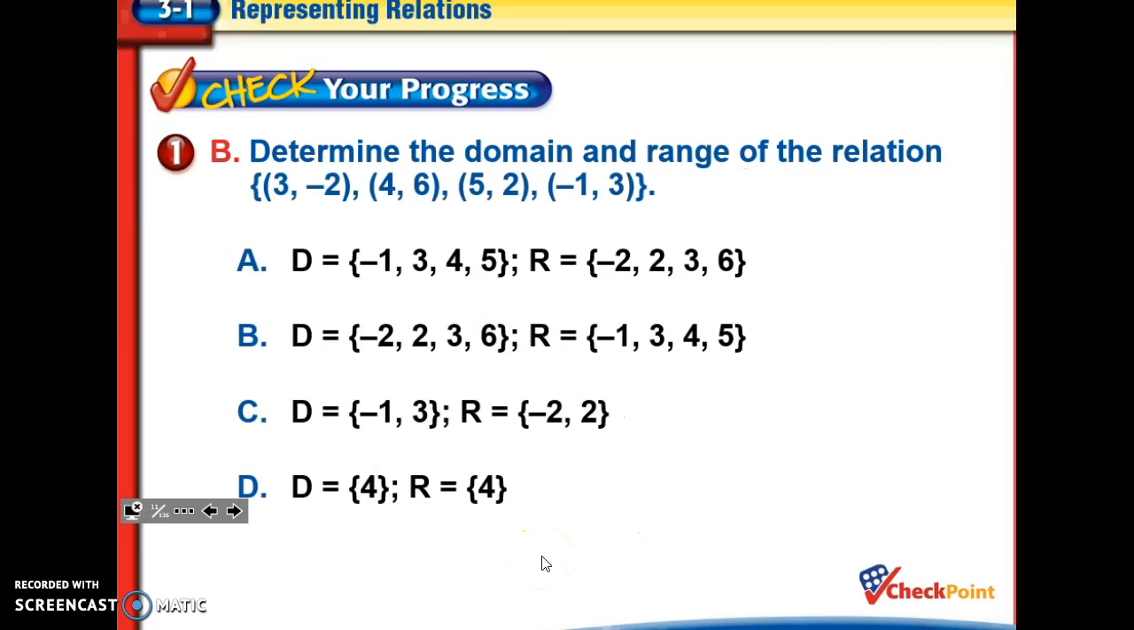Try this one. Determine the domain and range of the relation. If you said A, -1, 3, 4, 5 for the domain, -2, 2, 3, and 6 for the range, you were correct. Remember, domain is x value, range is the y value. And we put them in order from least to greatest. And we don't repeat numbers.